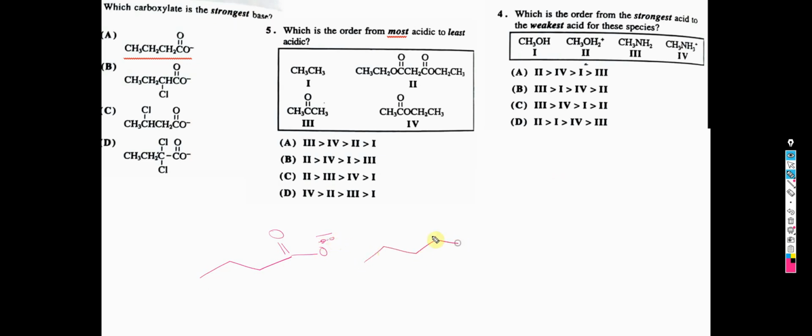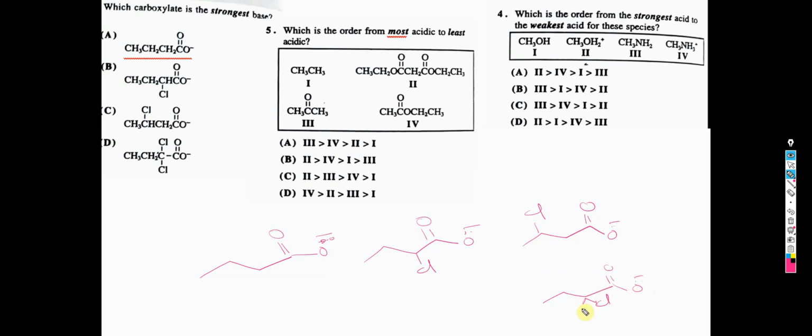So they all have a 4 carbon chain. The first structure is the butanoic acid anion, and the second one is going to be the butanoic acid. The third one is going to be 3-chloro, and the fourth one is going to be 2,2-dichlorobutanoic acid anion, or carboxylate.